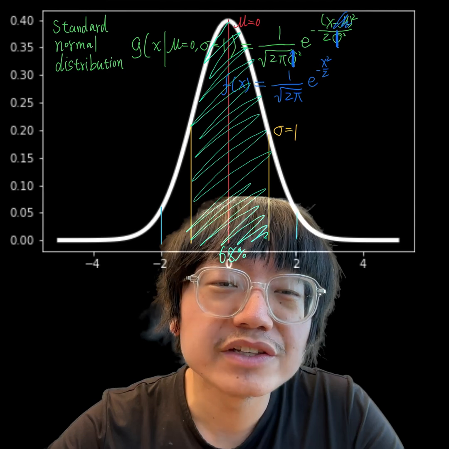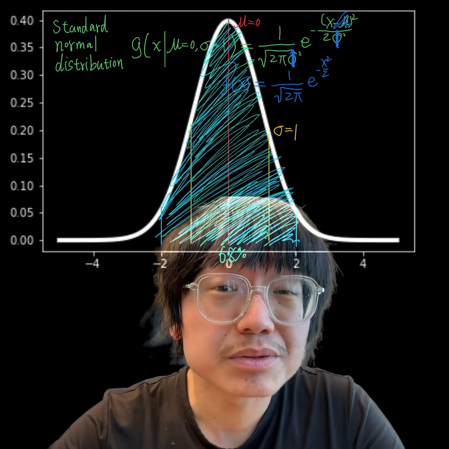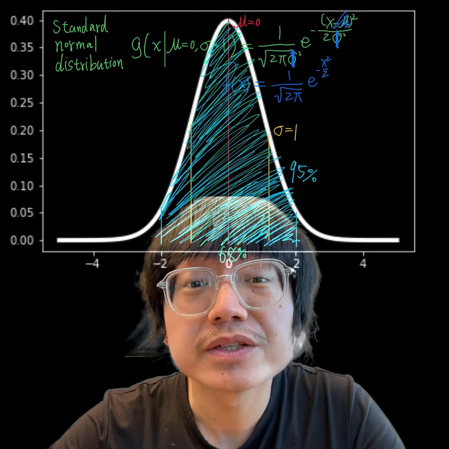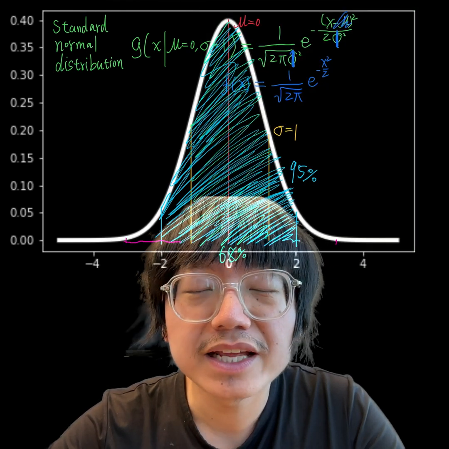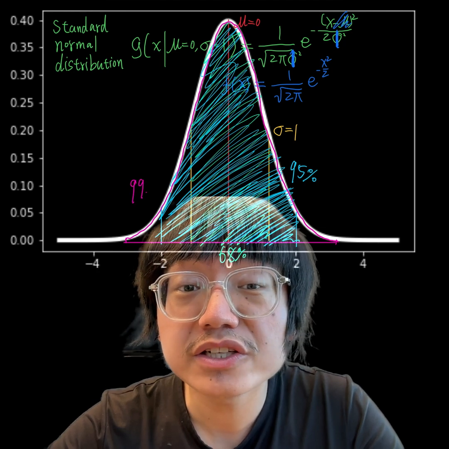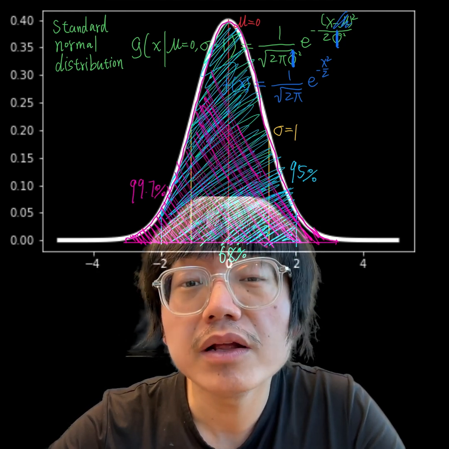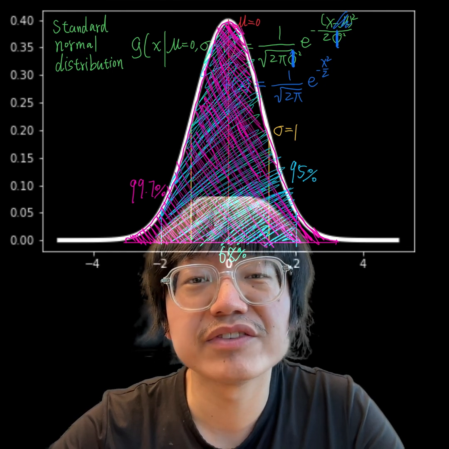This distribution is symmetric around the mean. About 68% of the data falls within one standard deviation of the mean, about 95% falls within 2 standard deviations, and nearly all, which is 99.7%, falls within 3 standard deviations.